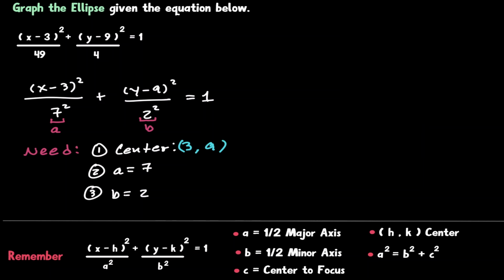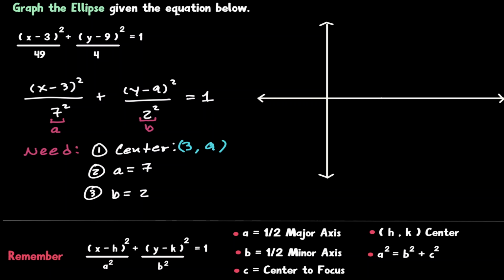So now let's put all this information in our graph. Let's start by placing our center. So I'm going to say that (3, 9) is somewhere around here. Now remember that a represents half the major axis, but notice where a is located. It is located as the denominator of the variable x. So we are saying that the major axis will be horizontal.